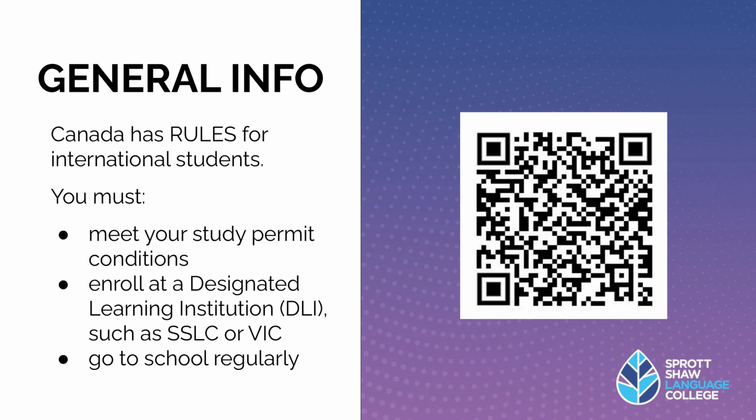studySSLC.com. Canada has rules for international students. Scan the QR code to visit the Government of Canada website for details. You must always meet your study permit conditions, enroll at a designated learning institution, such as SSLC or VIC, and actively pursue your studies. You must go to school regularly.